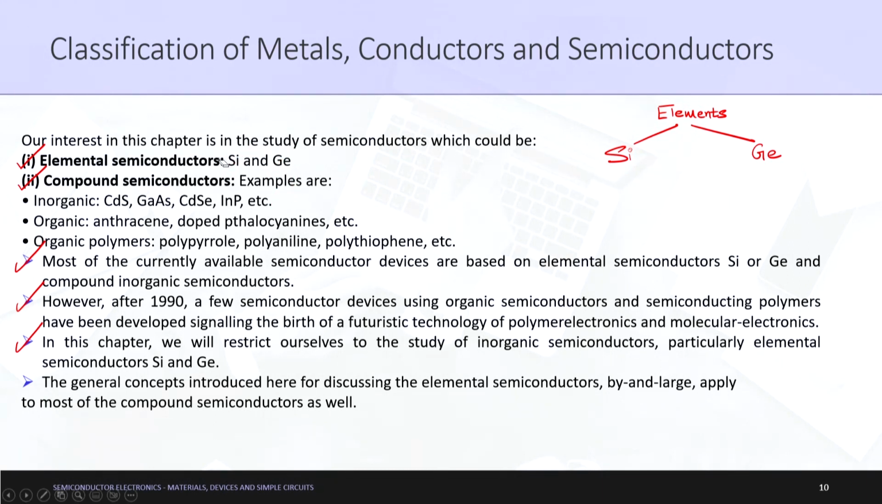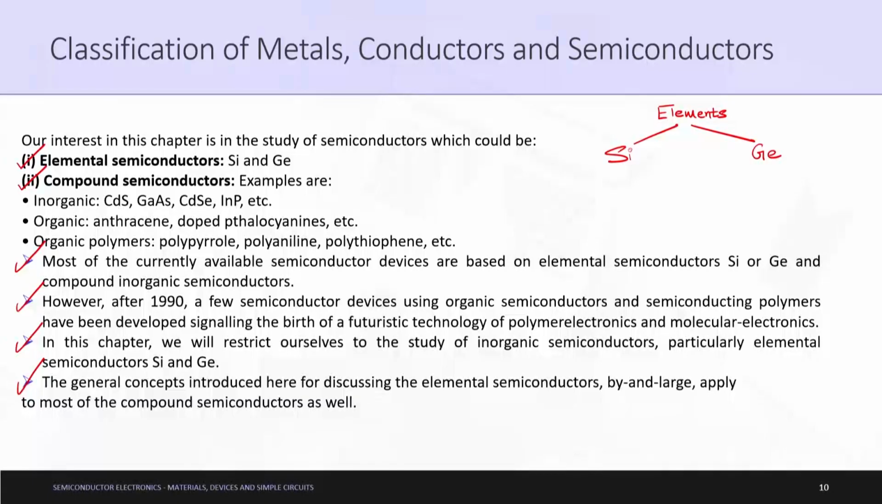The general concepts introduced here for discussing the elemental semiconductors by and large apply to most of the compound semiconductors as well. So the concepts will be understood: we will understand about forward biasing, reverse biasing, transistors, N, P, etc. The majority of the concepts, after they are taught, can be applied in organic semiconductors also.